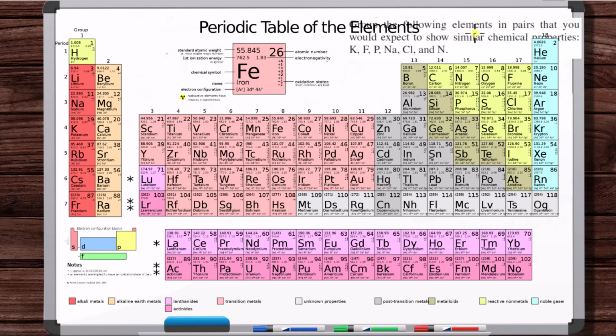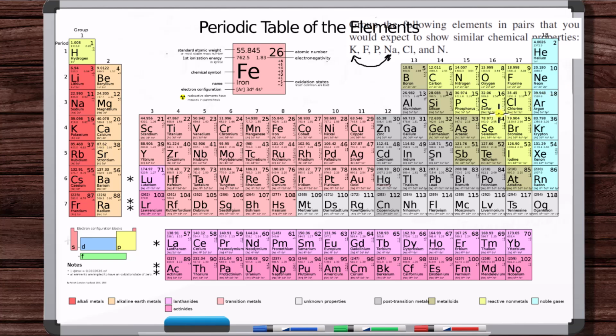But if we want to look for elements that most likely have similar chemical and physical properties, we want to look at the groups. So, okay. All right, potassium. Do we have any other in group 1? Potassium and sodium. Okay, those will definitely be similar.